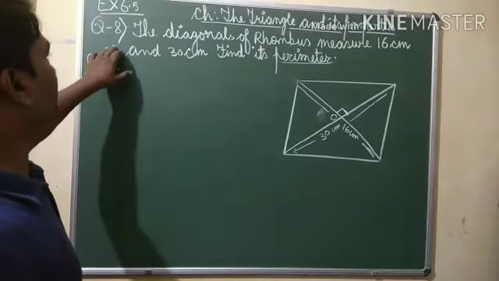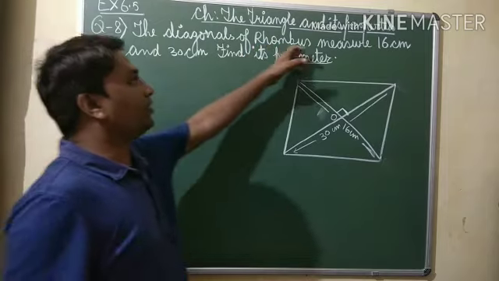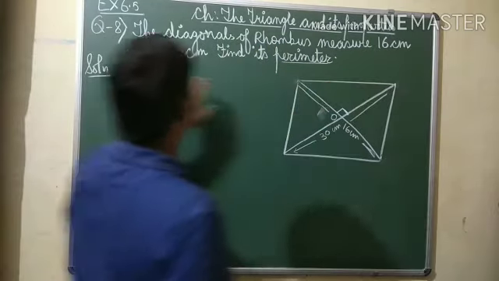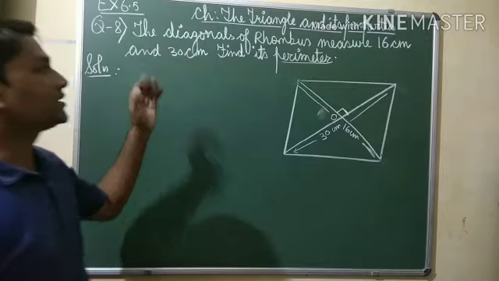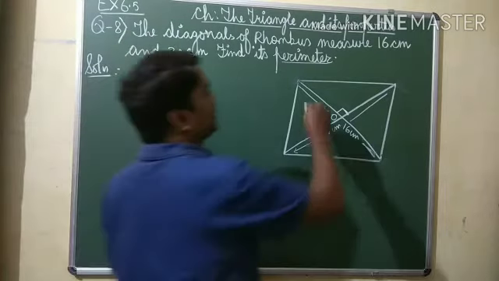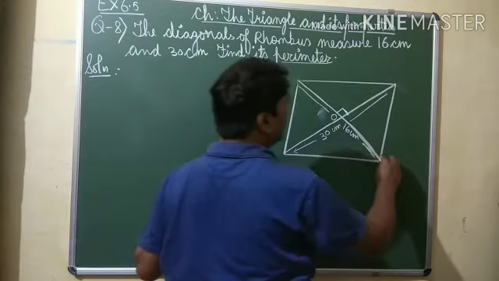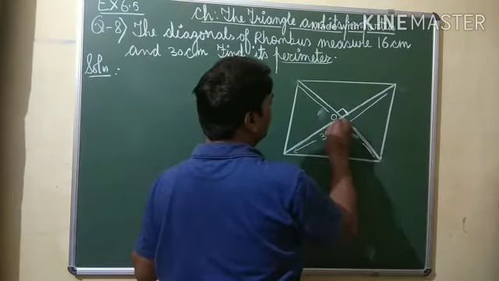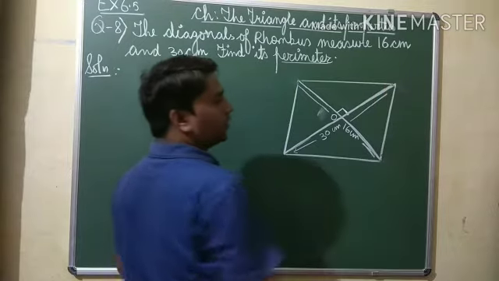Next is question number 8, exercise 6.5. The diagonals of a rhombus measure 16 centimeter and 30 centimeter. Find its perimeter. Now in this question, it is given that the diagonals of the rhombus are 16 centimeter and 30 centimeter, and we have to find the perimeter of the rhombus.